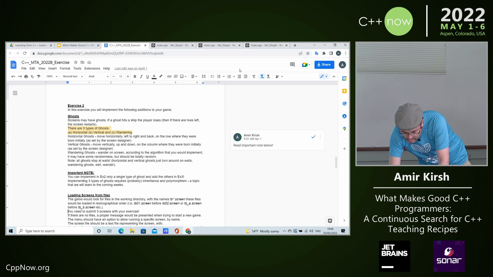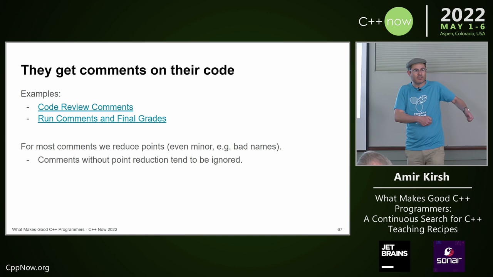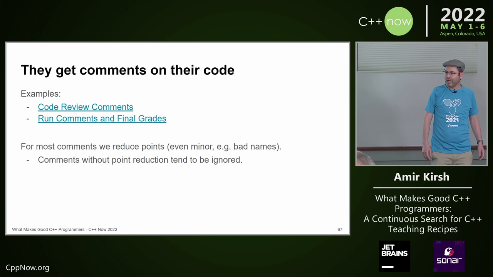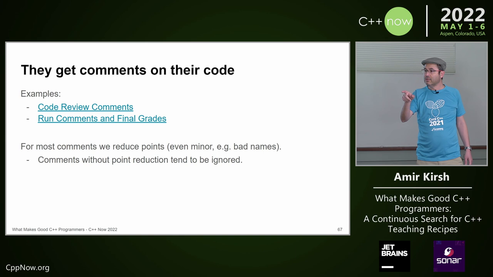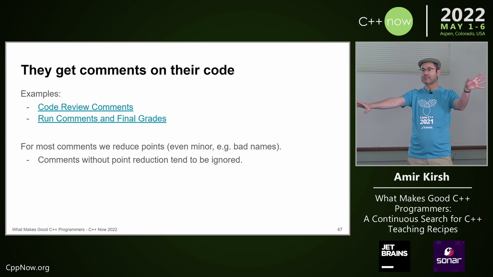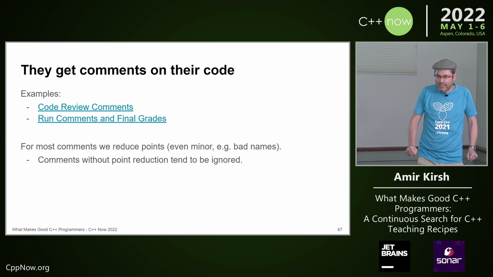Let's go back. So this was the exercise. They get comments on their code, actual code review comments. I invest time with the exercise checker to give good comments. For example, the teacher forgot to block your copy constructor and assignment operator, etc. We reduce points, even an alpha point, for very minor things, because I learned over the years that if you comment on something without reducing any points, they just ignore that. So even if I have a comment on the name, you should have a better name, minus alpha point. And then they feel, okay, I need to fix it for the next time. Otherwise, it's just, yeah, the teacher said, but it doesn't really matter.